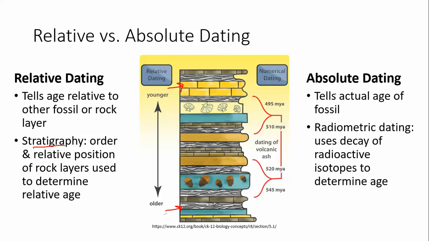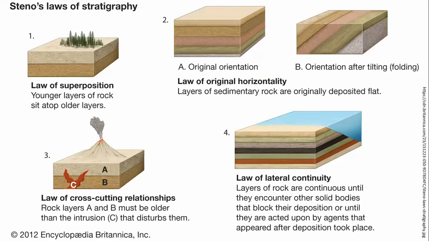Then there's absolute dating, which would give us an actual age in numbers of years. A very common example of that is radiometric dating, which looks at how radioactive isotopes decay in order to help determine the age.